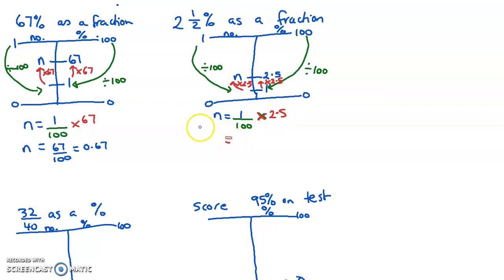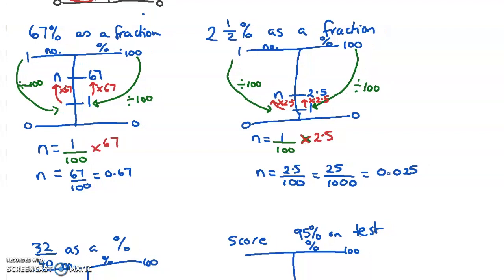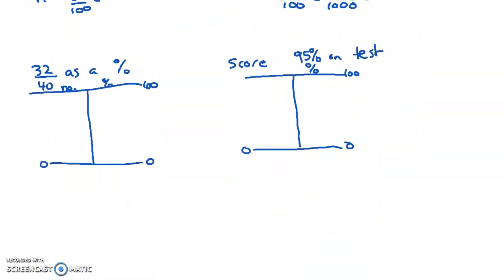So now, oh, sorry, wrong colour. So now I know that my number is 2.5 divided by 100, which I could write as 25 over 1,000, and I could write it as 25 thousandths. So either way, if I want to write it as a fraction or as a decimal, I could write it like that. Let's have a look at another couple of examples.